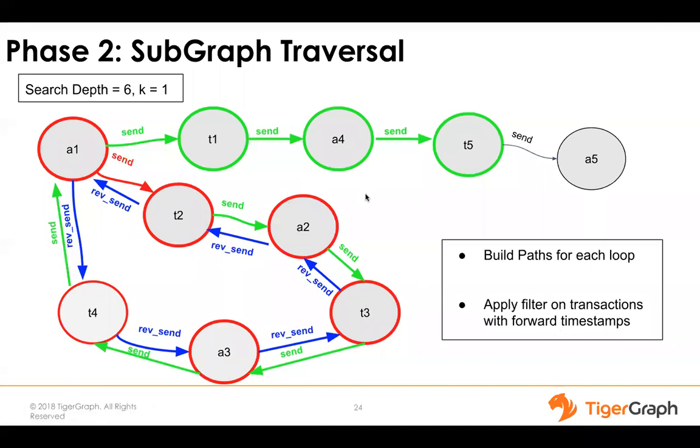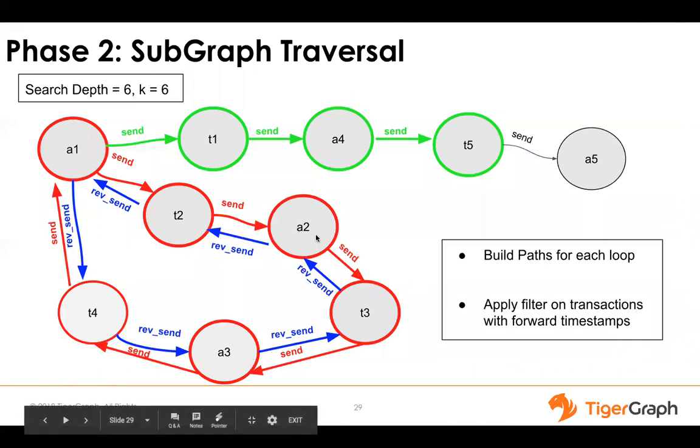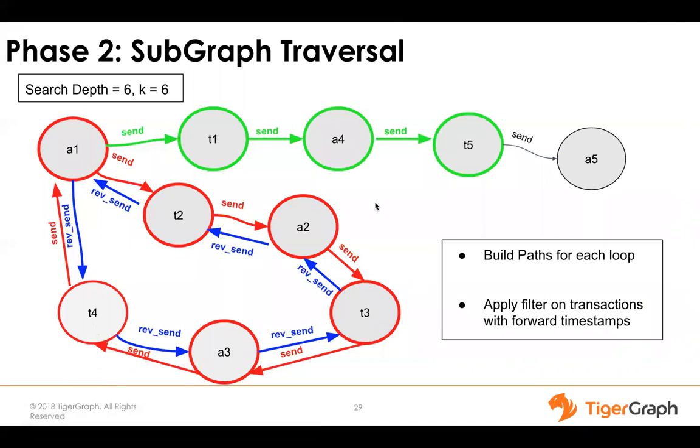So let's look at this step by step. In iteration 1, we go through the send edge. Only transaction 2 is marked red, so we go through this step. We continue and we move on. We form a loop. While we form a loop, we use a list to record all the nodes along this path, so that we have a list recording each path for the loops. That's our phase 2. Phase 2 just builds the path for each loop, and we apply the filter of transactions with forward timestamps.